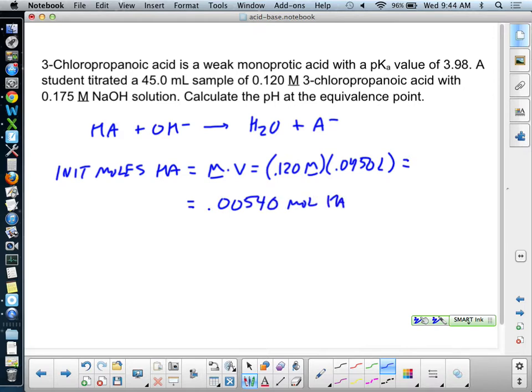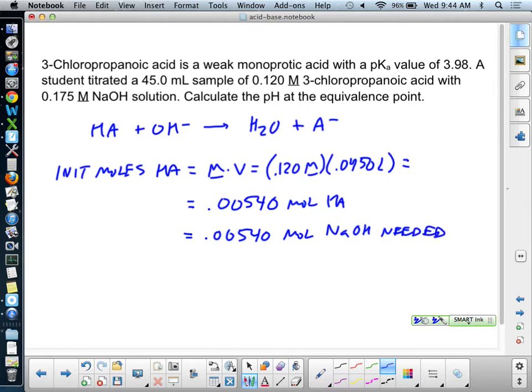Now notice, because this is a one-to-one stoichiometry, that's also equal to the number of moles of hydroxide you need to add, and it's also equal to the number of moles of the conjugate base that will be present at the equivalence point. So 0.00540 moles of HA is equal to 0.00540 moles of NaOH needed.